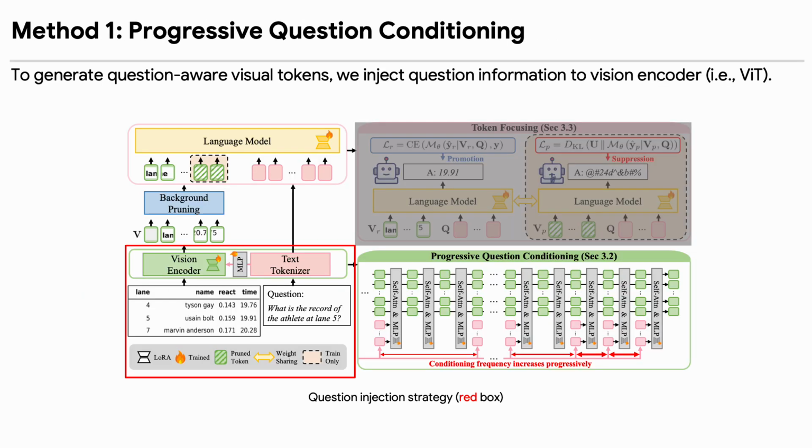To generate question-aware visual tokens, we inject question information directly into the vision encoder, vision transformers in this case. We use a question injection strategy, shown here in red, to ensure the encoder is no longer question agnostic.